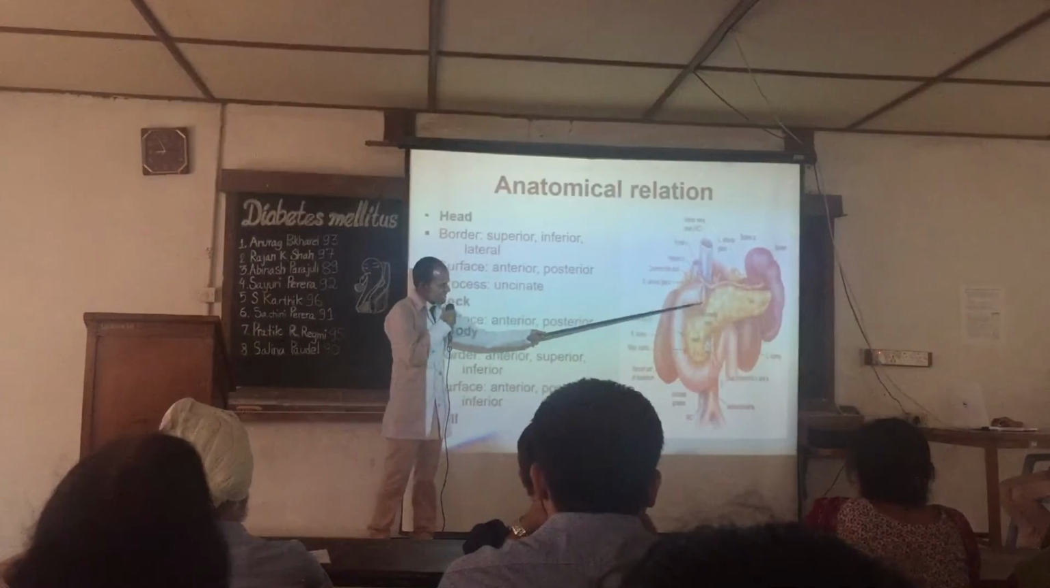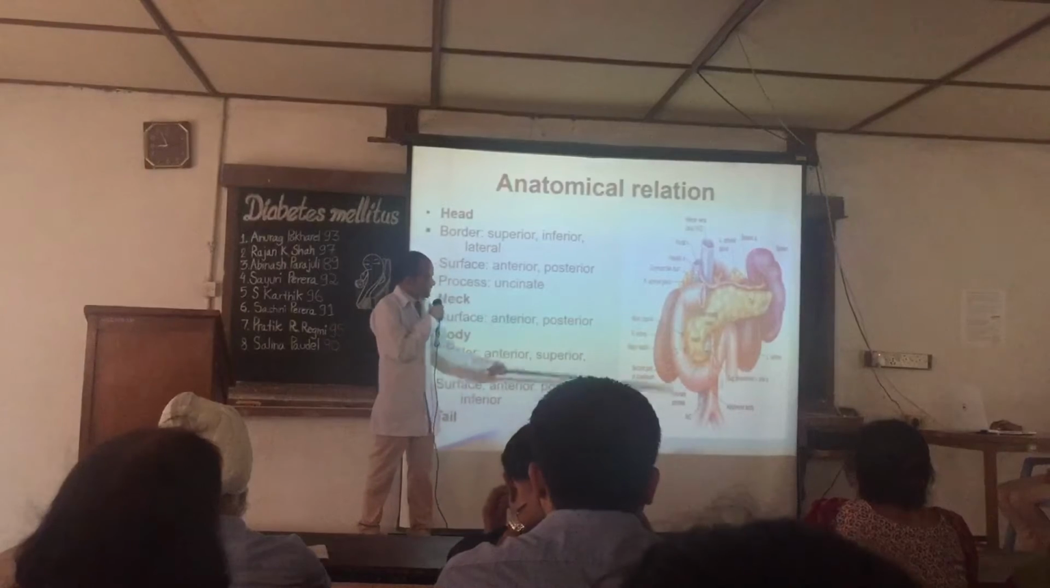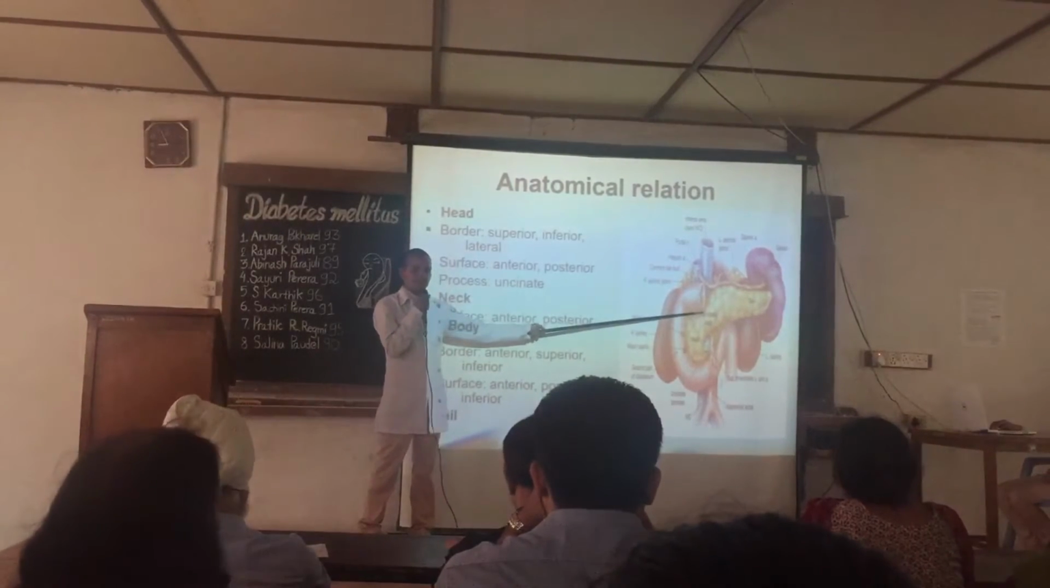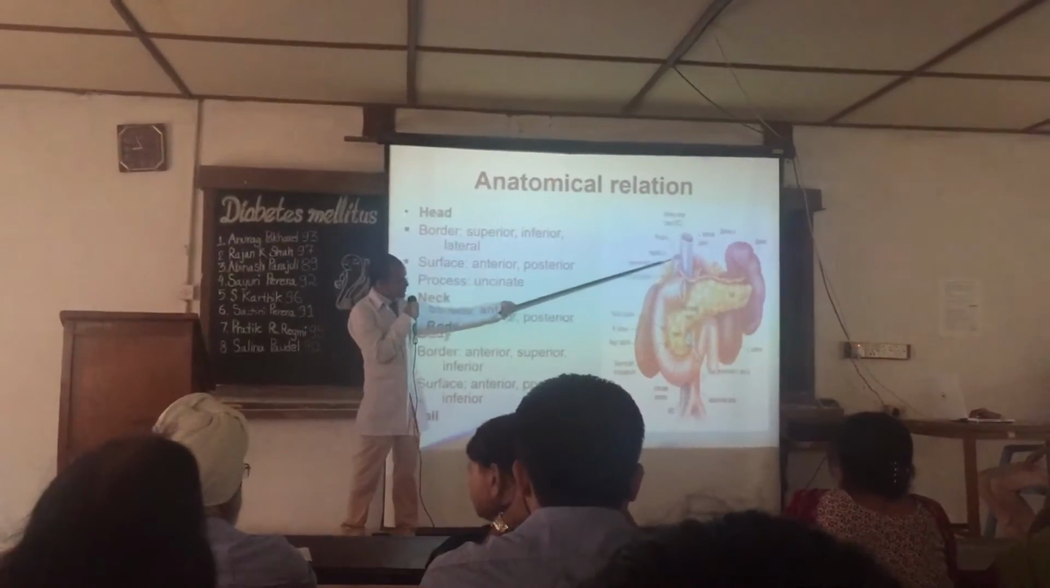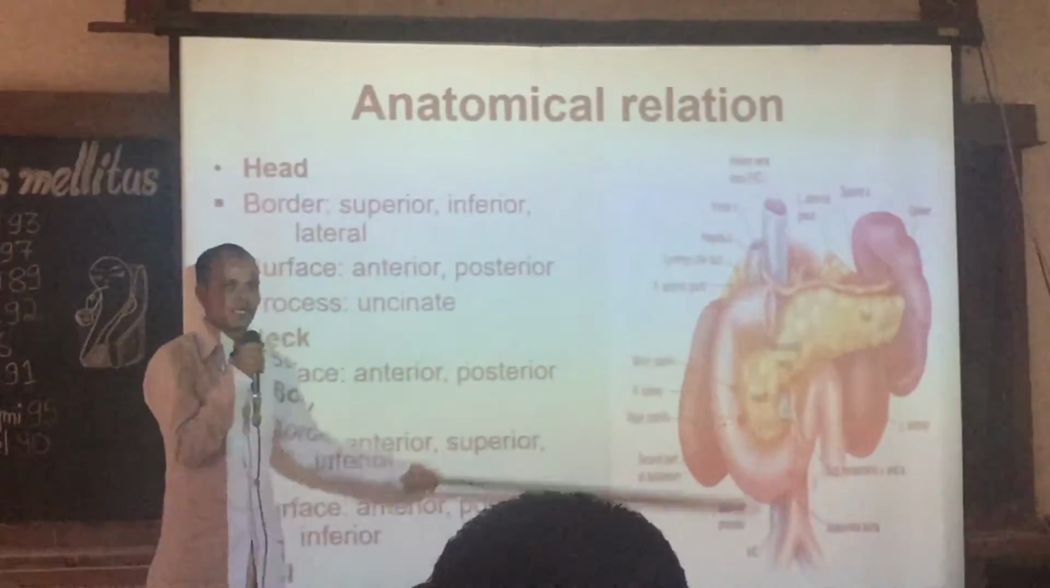Neck of the pancreas. It is the slightly constricted part between the head and body. It has two surfaces, an anterior surface which is related to the pylorus of the stomach and a posterior surface which is related to the portal vein. Body of the pancreas is triangular on cross section.